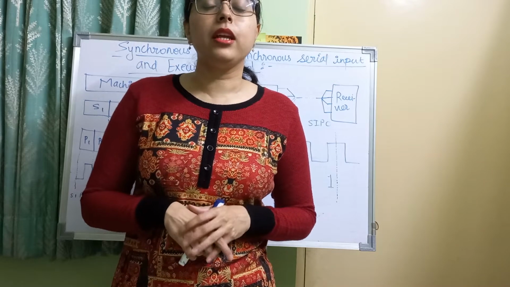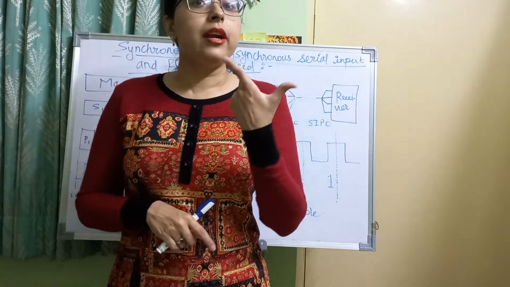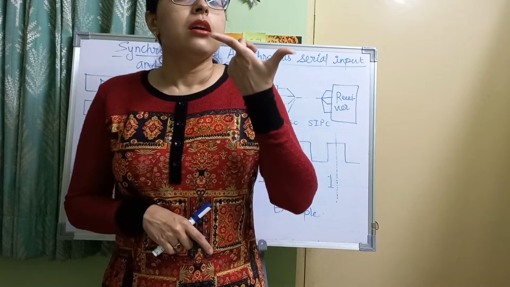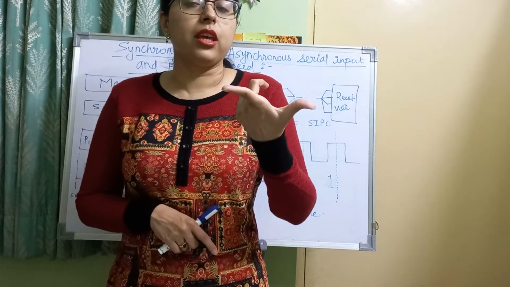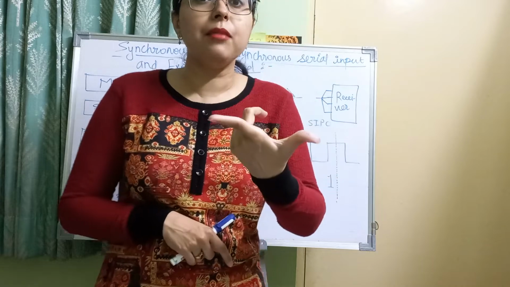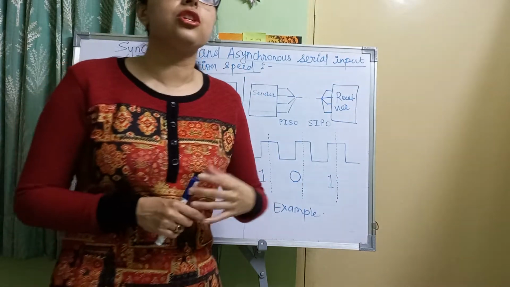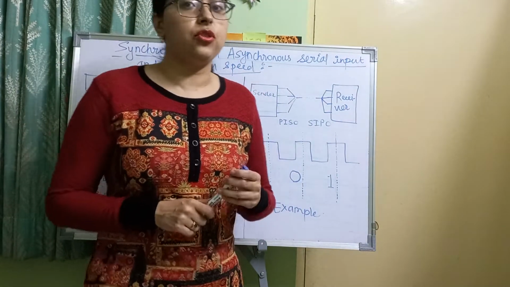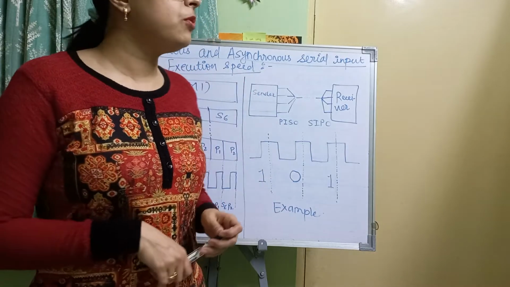Okay, 1 upon t bits per second, where t is a time period in which bits are transmitted. How many bits are transmitted in 1 second? 1 upon that time period is nothing but the transmission rate of that bit stream, or the transmission rate of that communication.